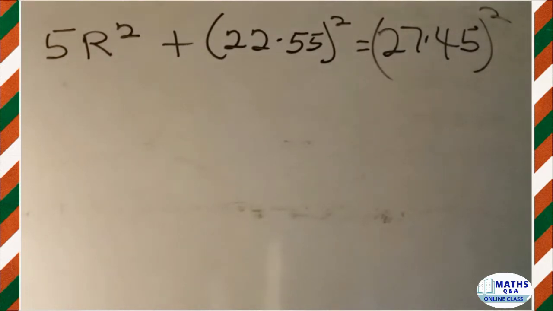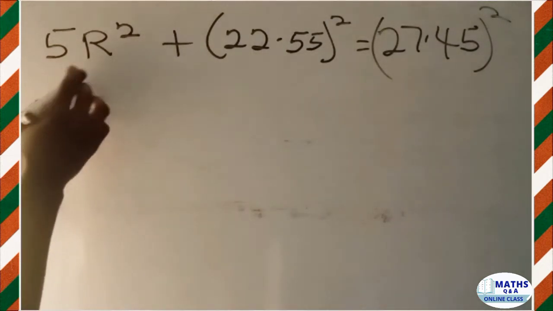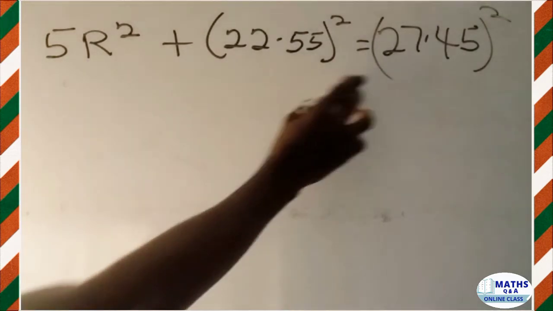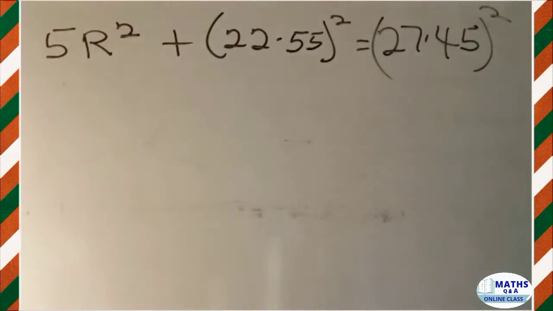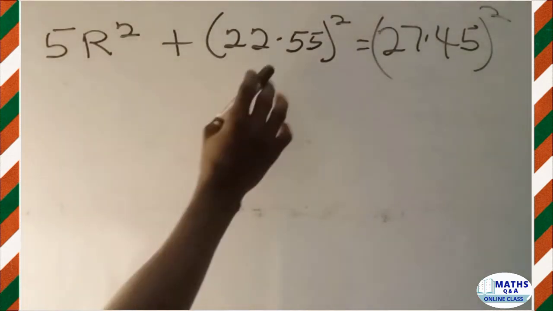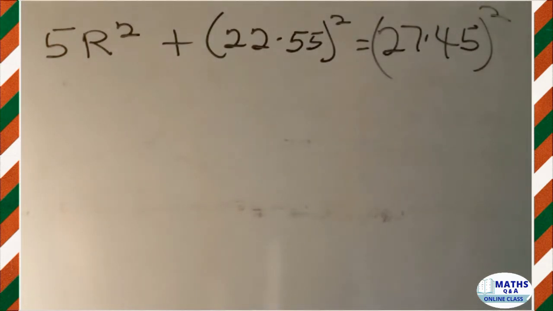first thing you're going to do is to group like terms, right? Group like terms. So if you look at this, we have 5R squared here, so there is a coefficient of R squared in this question, and there are constant numbers also here. So by grouping like terms, we are going to write the 5R squared on its own, and then we send the constant numbers to the other side of the equal to sign.